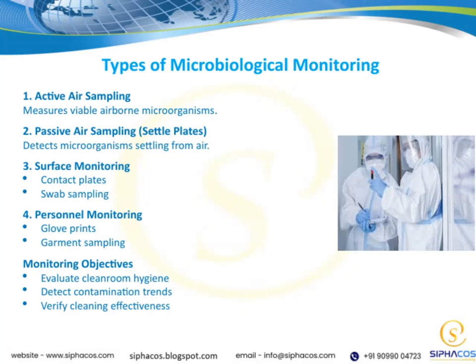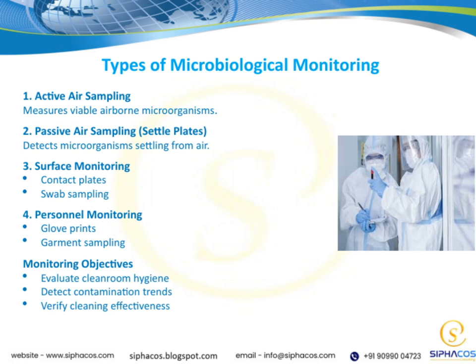Let's break down the main types of microbiological monitoring we use in controlled environments. First, active air sampling. This measures the viable microorganisms floating in the air, giving us a snapshot of airborne contamination. Then, passive air sampling, often done with settle plates, captures microbes that settle out of the air over time.